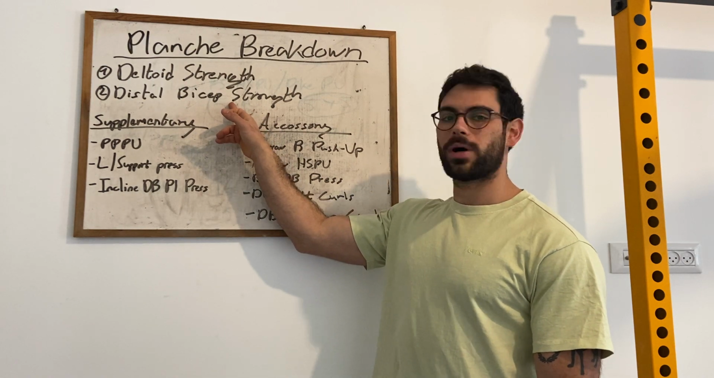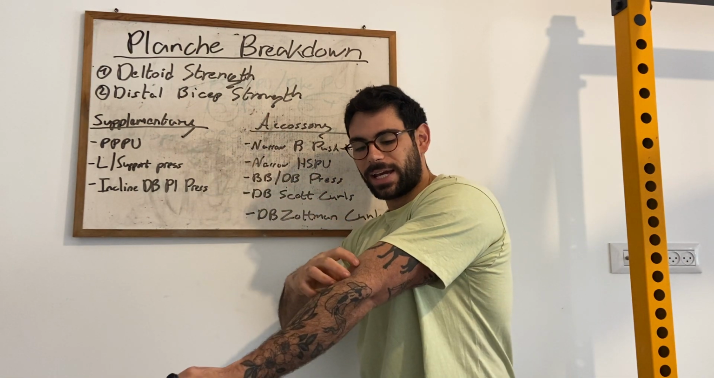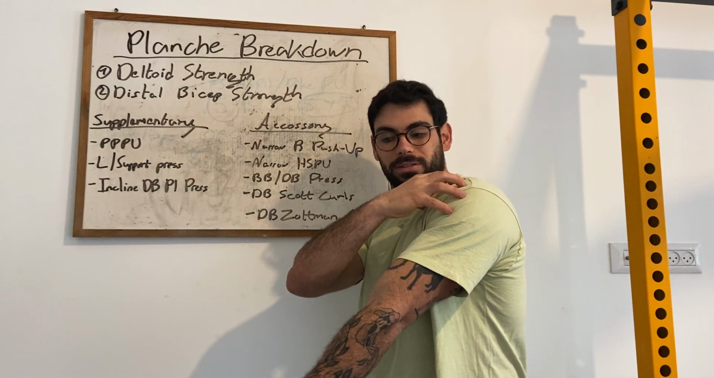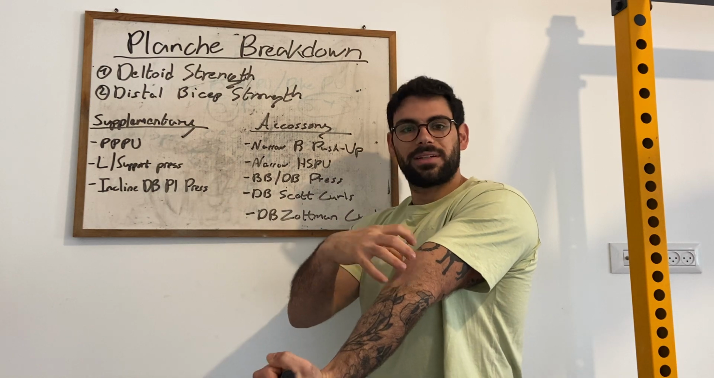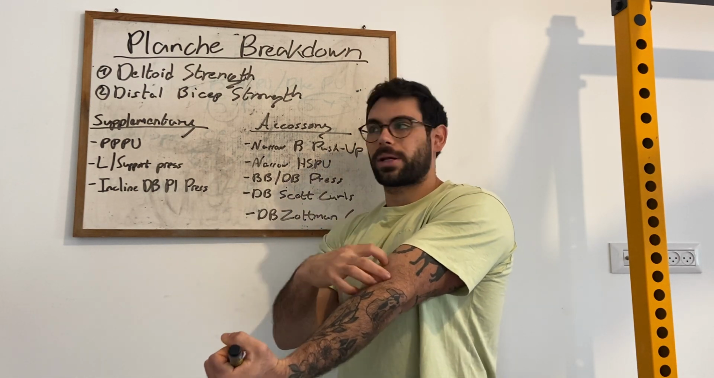If your deltoids are very strong and you are really weak in the planche, there's another missing link, a key one. A key area that is between the deltoid and our palm, where we produce the force against the floor. This is the distal bicep strength.